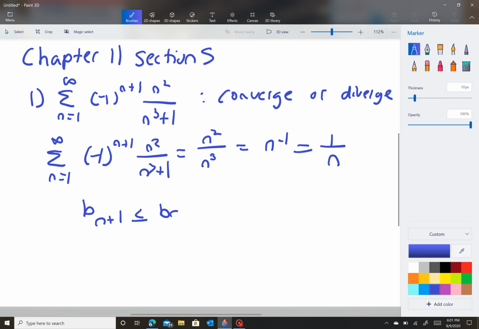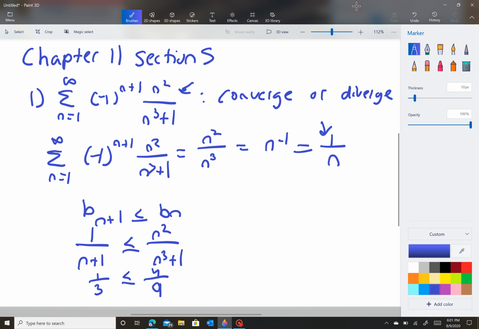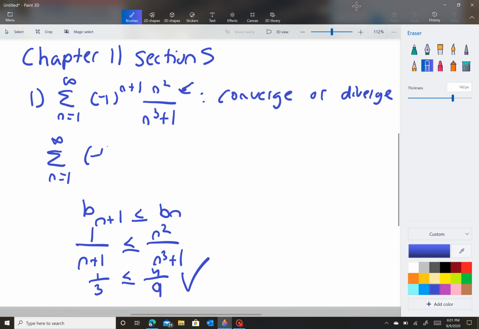But now I'm going to bring in b sub n plus 1 is less than or equal to b sub n, which this right here is our b sub n plus 1. This is going to become 1 over n plus 1, which is less than or equal to our b n, which is this, n squared over n cubed plus 1. So to test this out, I'm going to go ahead and stick in 2. This is going to give me 1/3. And if I do this, it's going to be 4 over 9, which in fact is larger than 1/3. So what do you know? This second condition is correct, follows the guidelines.